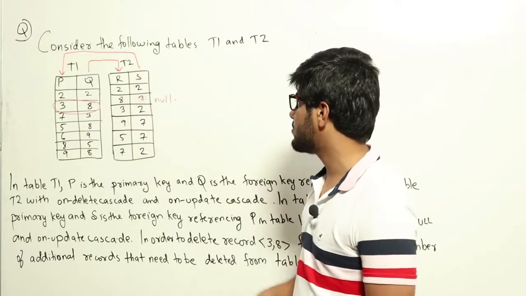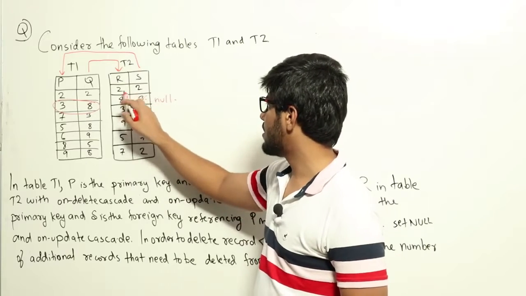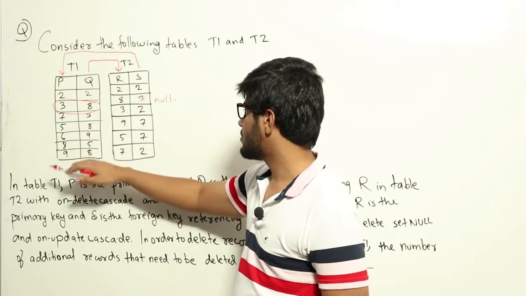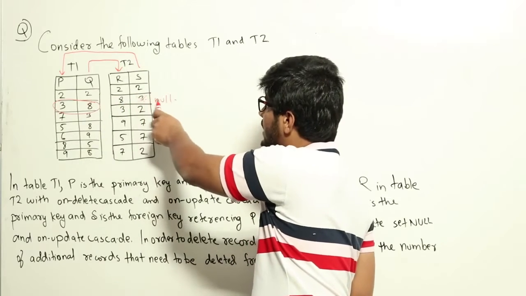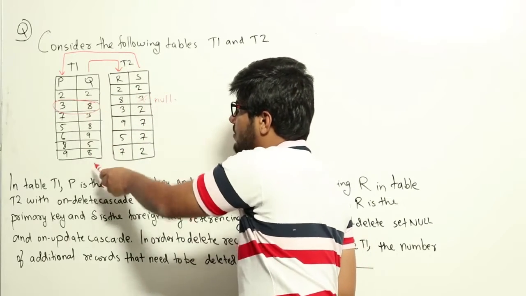Nothing more is getting deleted from this table. If you look at this row, R value is 8 and there are more rows referencing 8, but here we are not deleting this. We are only setting this value as null. So there are no more deletes required from this table.